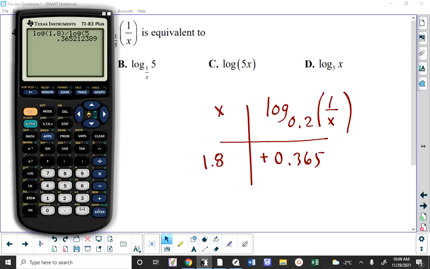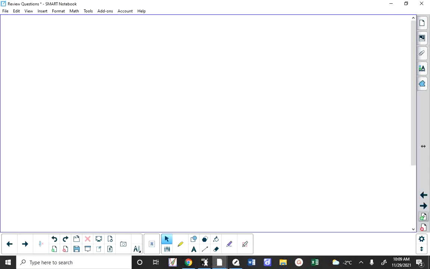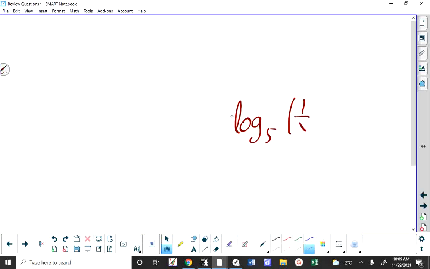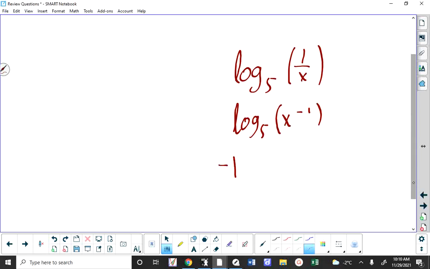Now, I'll give you the rule here first before I delve into how it can work algebraically. It's interesting because we've talked about this a little bit earlier. If you had the following, log base 5 of 1 over x, it's got nothing really directly to do with this question. I can write this as log base 5 of x to the negative 1, which means I can write this as negative 1 log base 5 of x. These are the same.